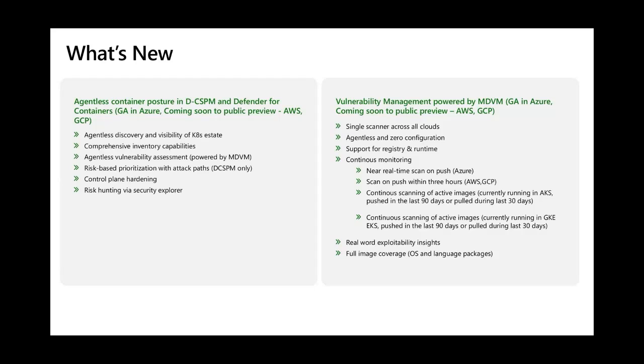So in terms of what's new, there are two key areas that we would like to focus on for this presentation. The first one here is the agentless container posture. And this is available in both Defender CSPM and Defender for Containers. And you'll notice here that currently it's generally available in Azure, and at Ignite, we announced this is coming soon to public preview for AWS and GCP. So this is something that you'll see extended to multi-cloud within the upcoming weeks. And we'll take a closer look at what these capabilities include and what they look like in the portal.